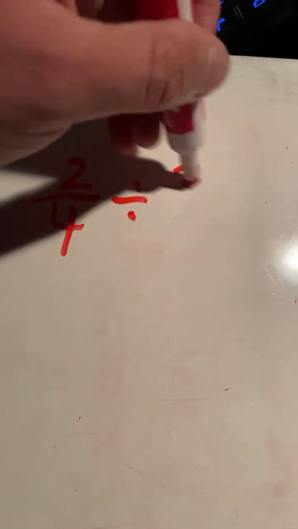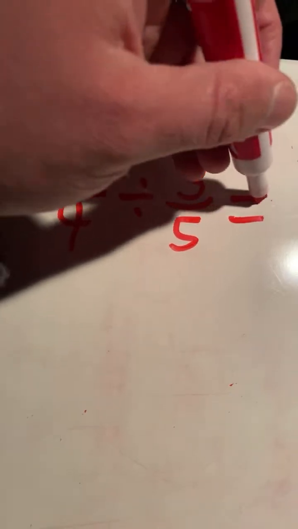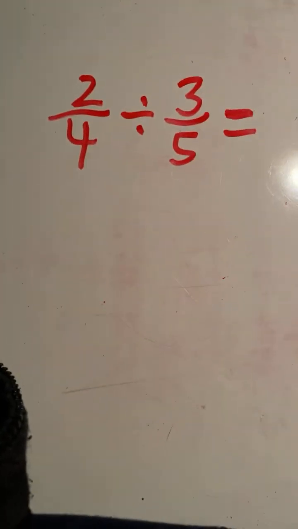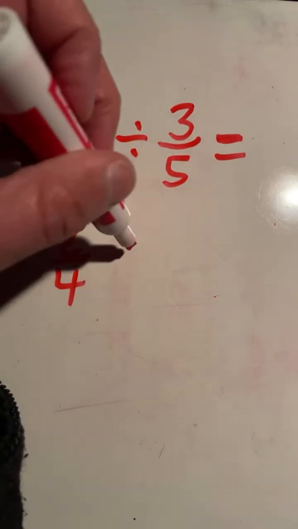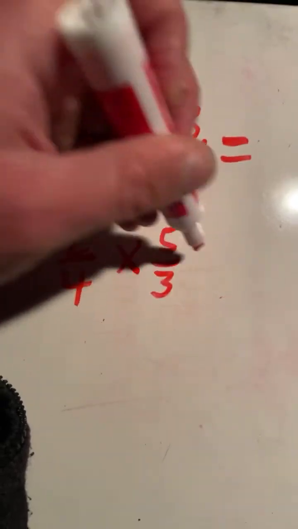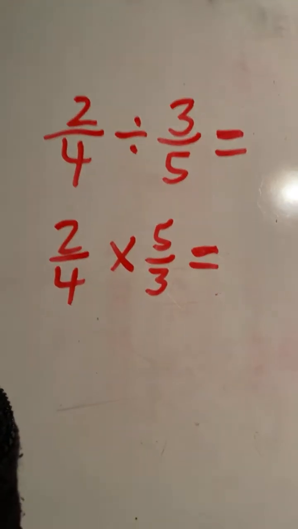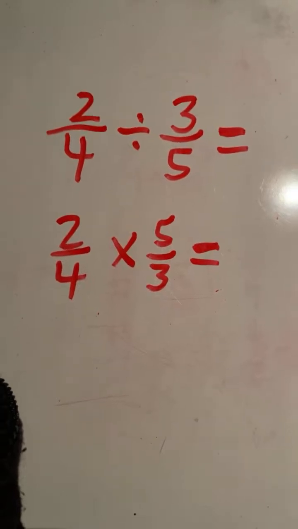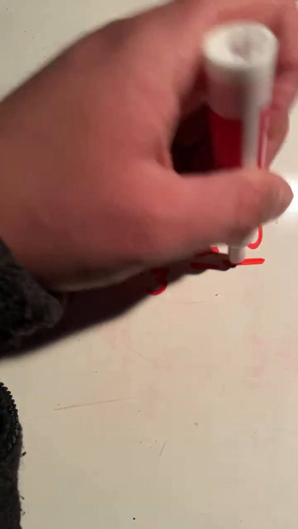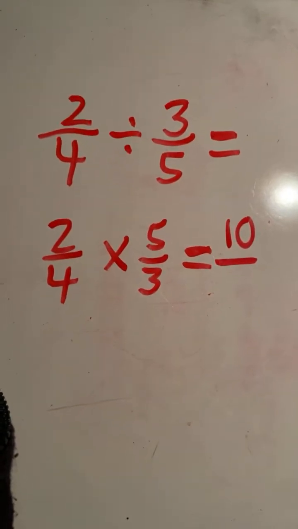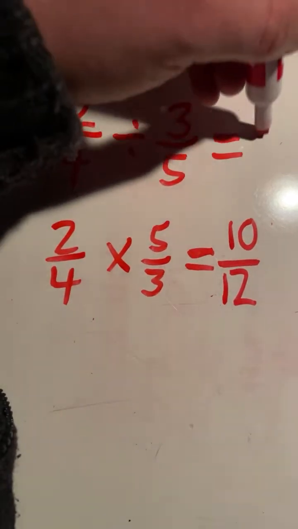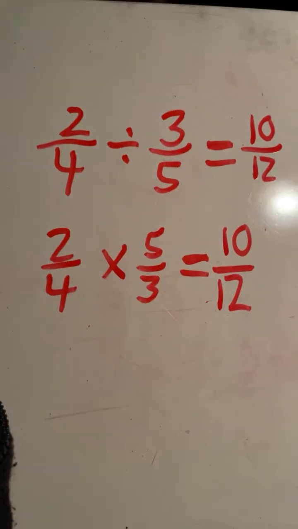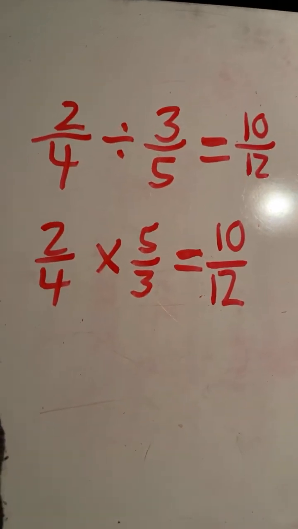All right, let's say 2/4 divided by 3/5. That'll be my next one. So step 1, we keep. Step 2, we change. Step 3, we flip. Now it's multiplication time. 2 times 5 equals 10. 4 times 3 equals 12. 2/4 divided by 3/5 equals 10/12.